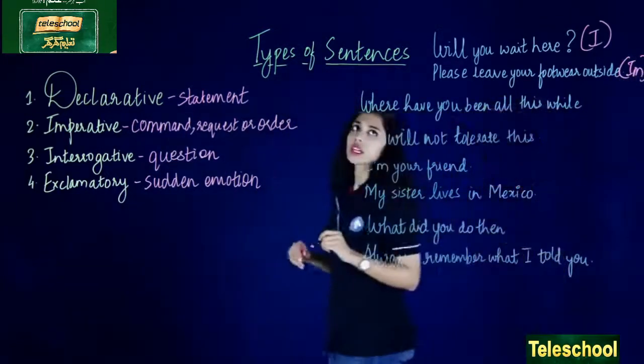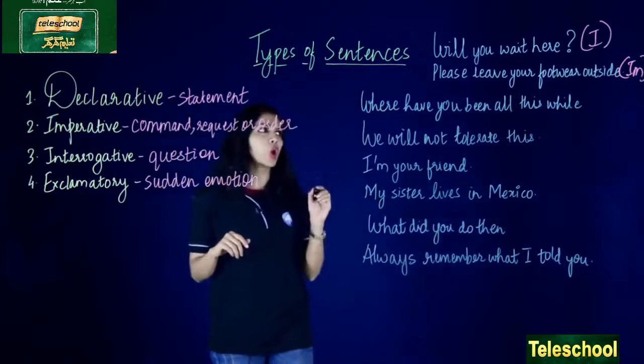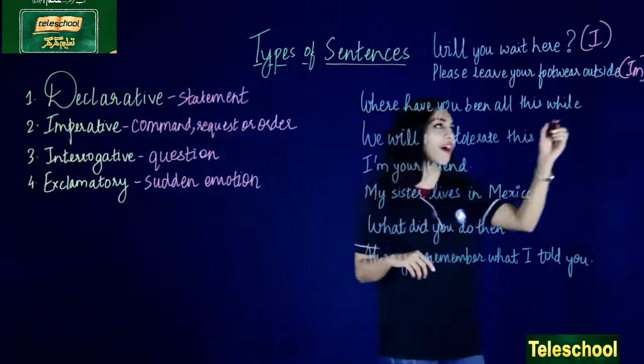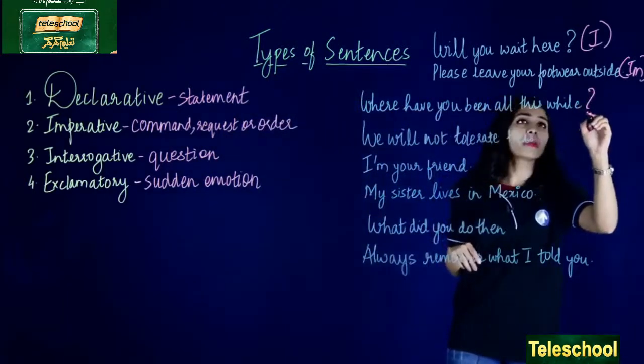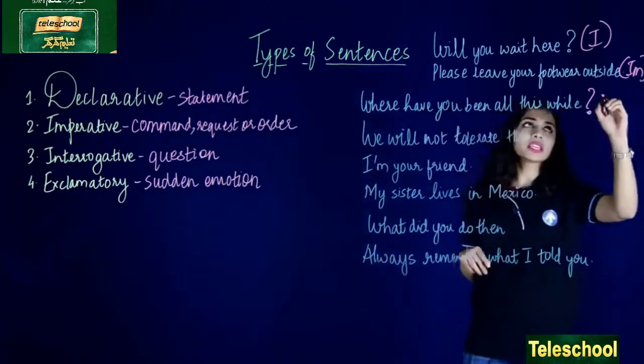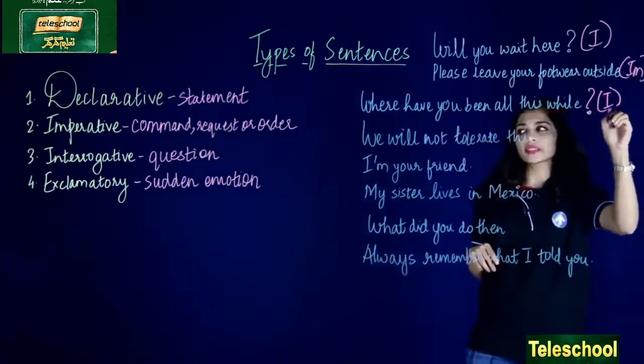Let's take a look at the third sentence. Where have you been all this while? Here I have not put the question mark, but where have you been all this while? It is a question, which means it's an interrogative sentence.